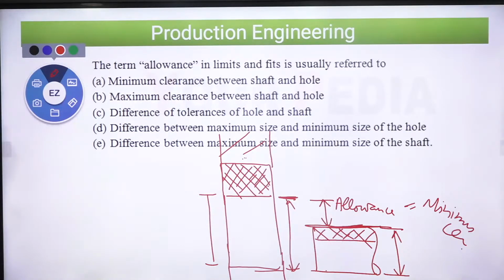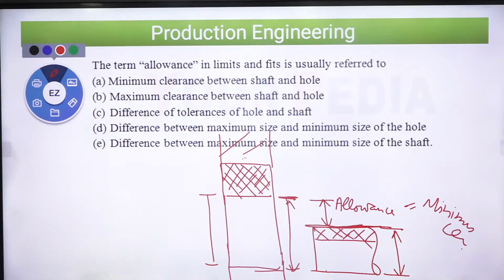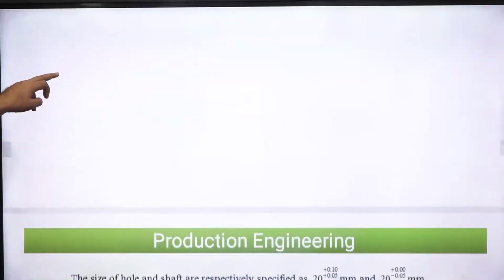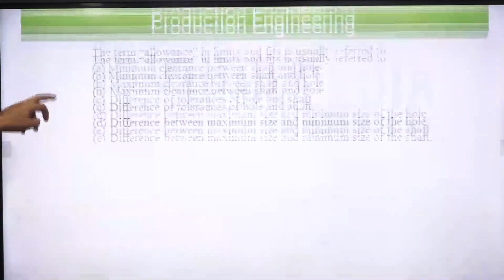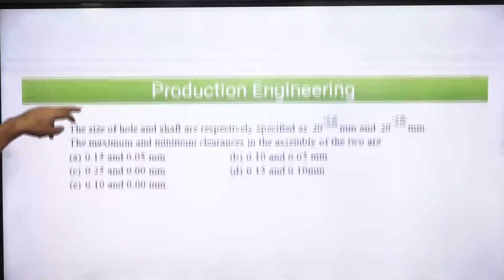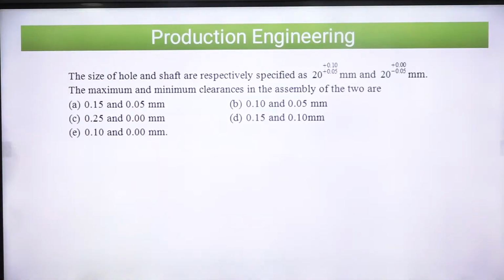That way also you can say, अगर interference के term में बात करनी है तो, but he has not spoken in terms of interference, but anyway that is going to be okay. Clear? So I have not written that over here. So you can say this is A. A is going to be the answer. So let us see this question now. The size of the hole and the shaft are respectively this one.